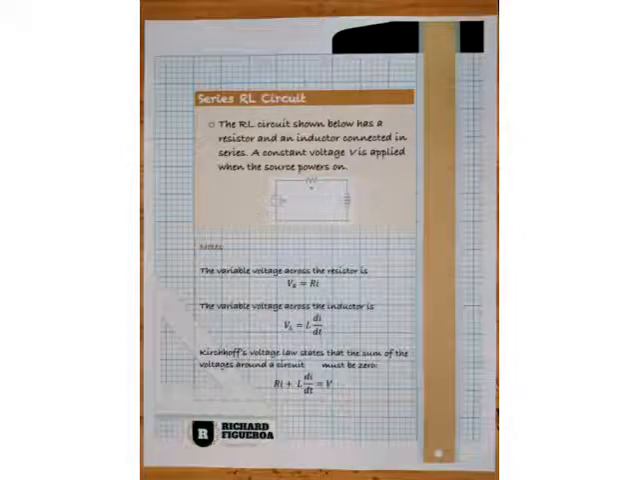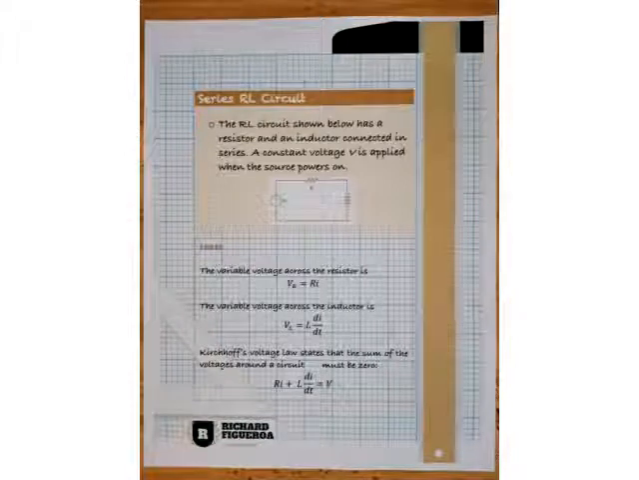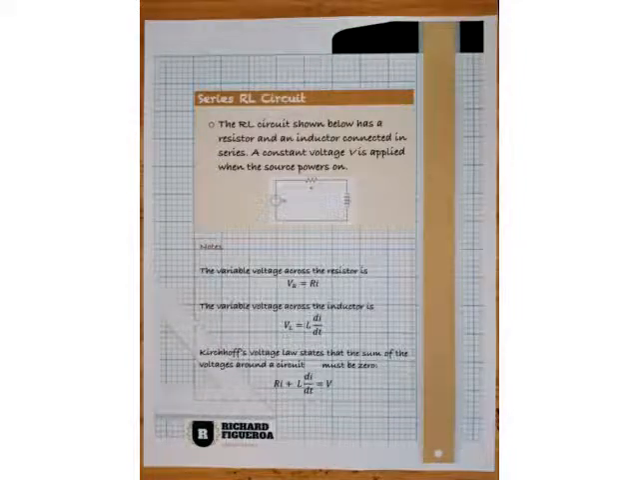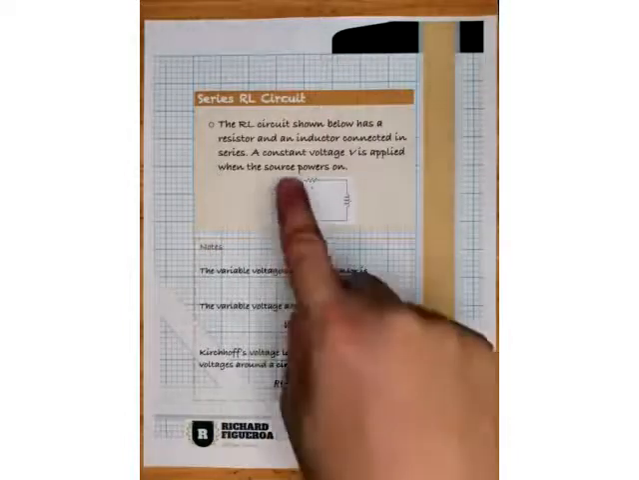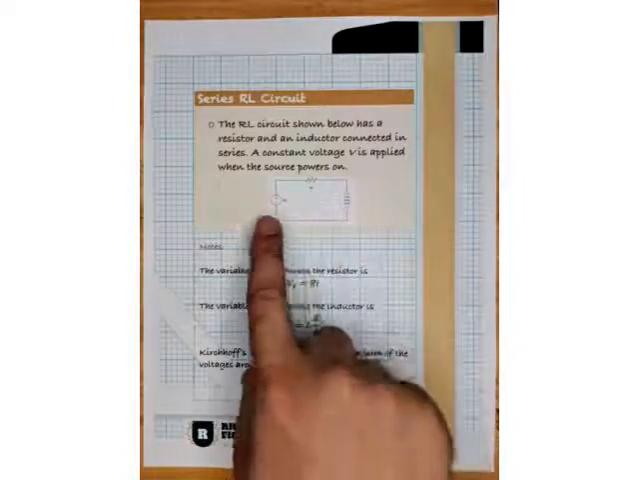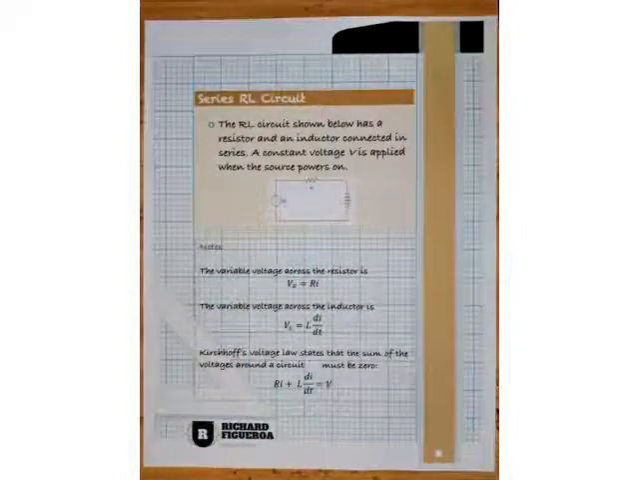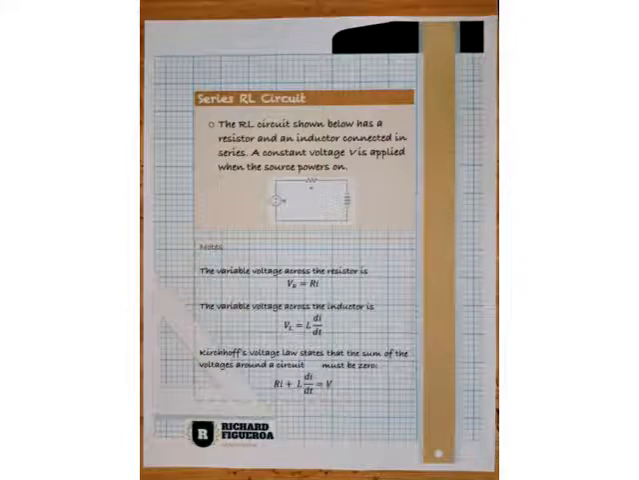So example, dito sa first natin, yung RL circuits. RL circuit shown below has a resistor and an inductor connected in series. R is a resistor, and then yung L is an inductor. And then a constant voltage V is applied when the source powers on. So, ang dalawang component natin, yung resistor at saka yung inductor, are connected in series. And then both are then connected to a source V. So yung voltage source natin, connected siya doon sa resistor natin at saka doon sa inductor natin.